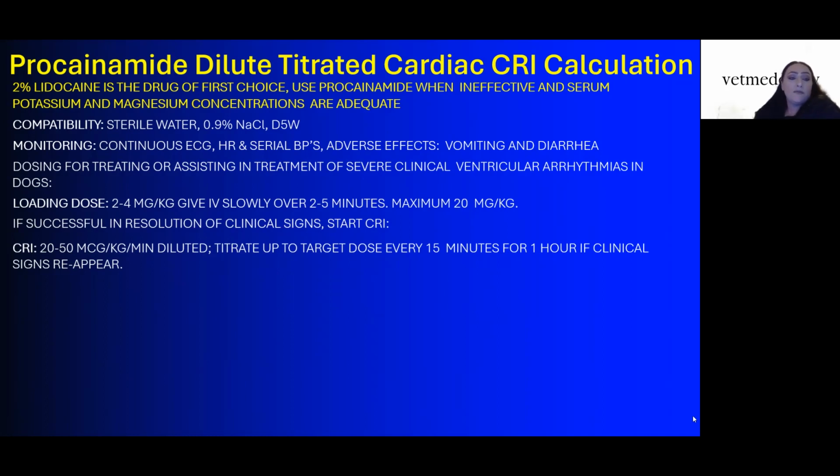This is dosing for treating or assisting in treatment of severe clinical ventricular arrhythmias in dogs. The loading dose is 2 to 4 mg per kg, and you want to give it IV slowly over 2 to 5 minutes, maximum of 20 mg per kg. If successful in resolution of clinical signs, you're going to start a CRI. CRI is 20 to 50 mics per kg per minute diluted. Titrate up to the target dose every 15 minutes for 1 hour if clinical signs reappear.